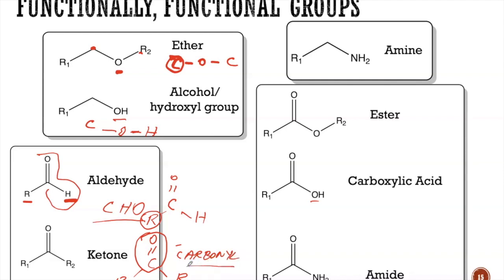Now that's any C double bond O. We refer to it as a carbonyl structure. So the functional groups in the box on the left and the box on the right here are often called the carbonyl functional groups, because of the characteristic C double bond O that is required in the presence of these groups. On the upper right-hand corner, we have the amine functional group.